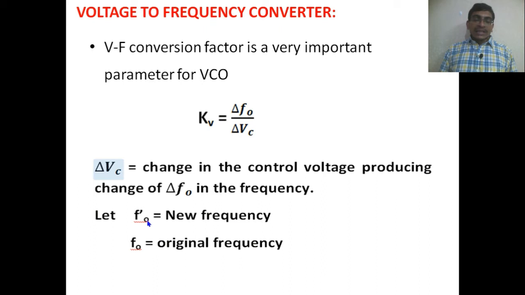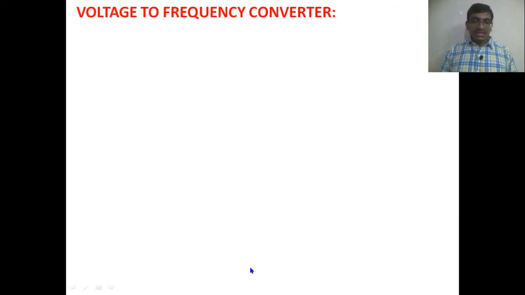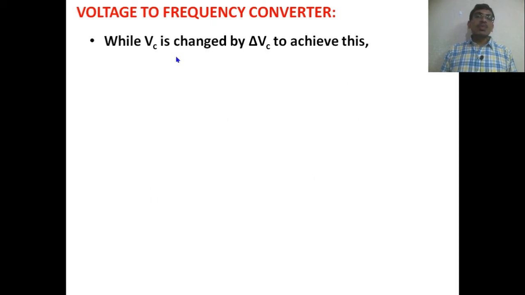Delta Vc is a change in the control voltage producing the change of delta F naught in the frequency. Let F naught dash be the new frequency and F naught the original frequency. Then delta F naught, the change in the frequency, is equal to F naught dash minus F naught, while Vc, the control voltage, is changed by delta Vc. So initially it is some control voltage, then it increases or decreases, and that change is called delta Vc.